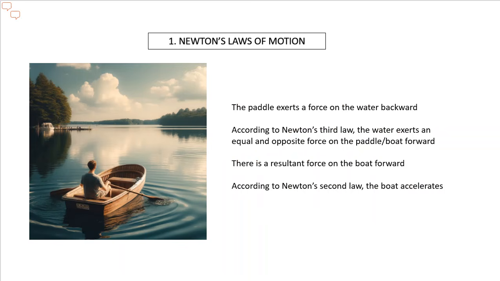When you look at this diagram you see a man paddling a rowboat. There are two laws of motion at play here. What are they? Newton's third law and Newton's second law. The paddle exerts a force on the water backward. According to Newton's third law, the water exerts an equal and opposite force on the paddle boat forward. There is a resultant force on the boat forward.